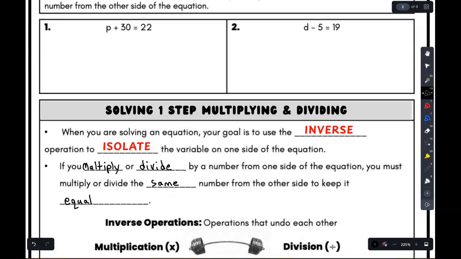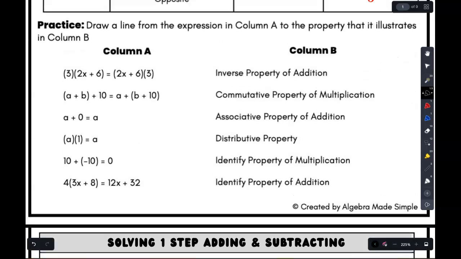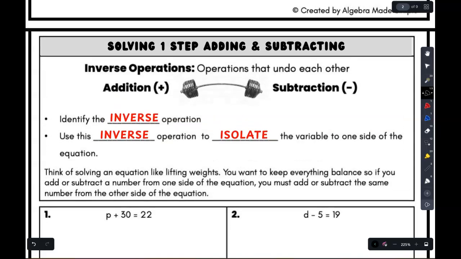And we've got some one-step, some two-step, and some literal equations, and that's what we're going to do today. So I'm going to start off with some notes. The first note here is that to identify the inverse operation, you use this inverse operation to isolate the variable to one side of the equation.